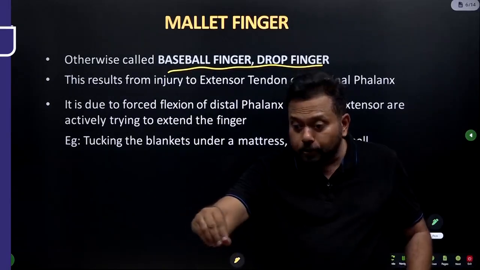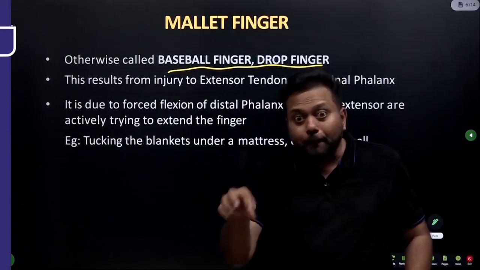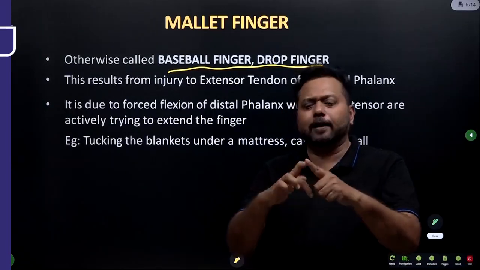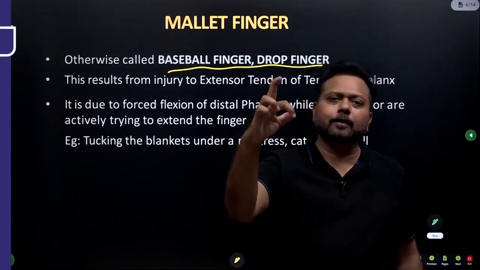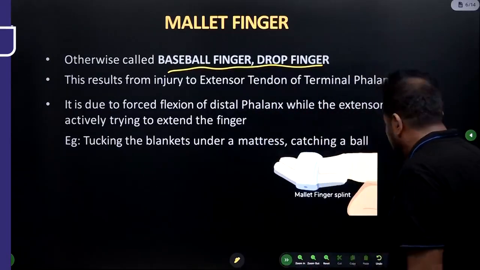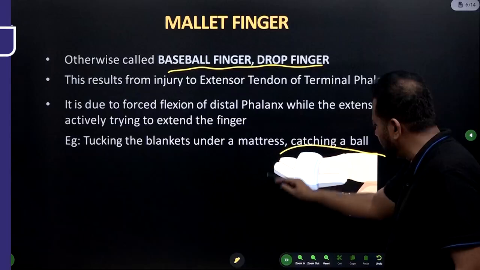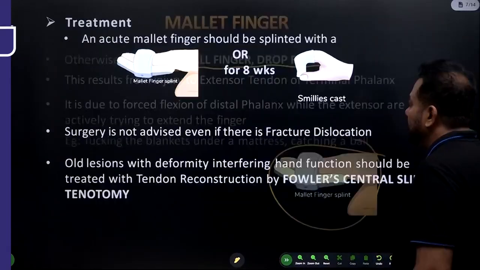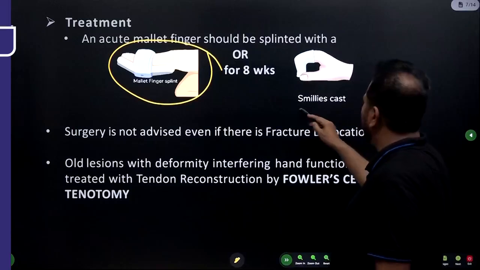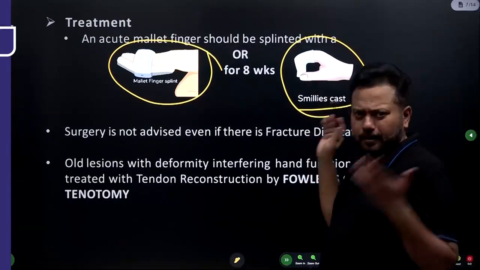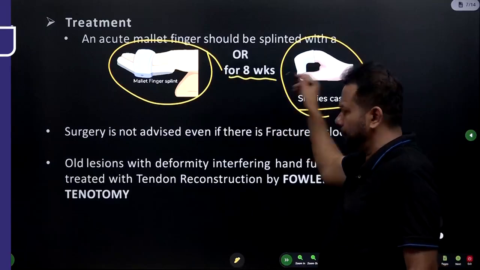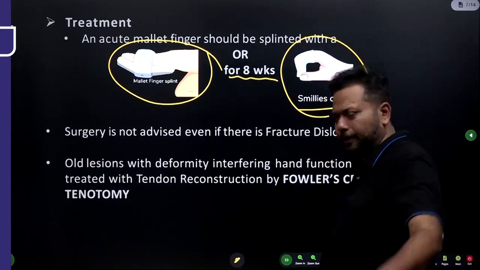Suppose some screw, nut, bolt, or some obstacle is there. Unexpected sudden forced flexion of the terminal phalanx cuts the extensor tendon, and the finger will become like this. That's called mallet finger. The treatment of an acute mallet finger is splinting with an acute mallet finger splint, or with the old Smiley's cast, which is of historical importance. We use a mallet finger splint for 8 weeks. Surgery is generally not advisable.